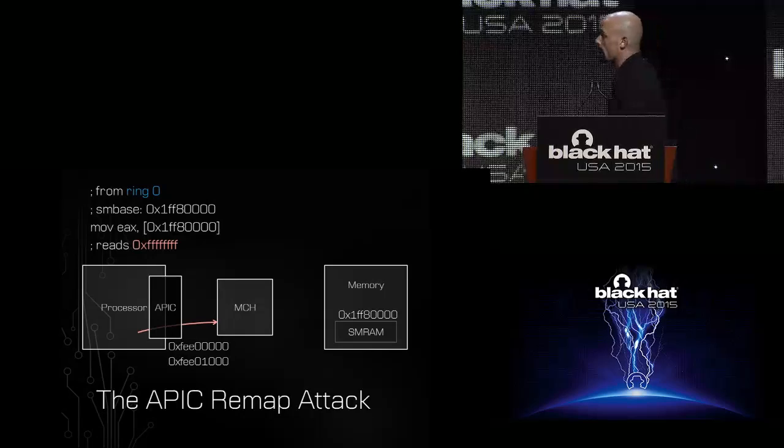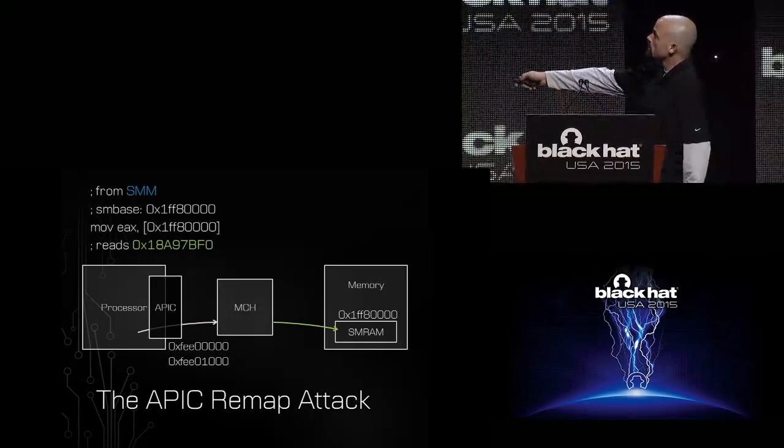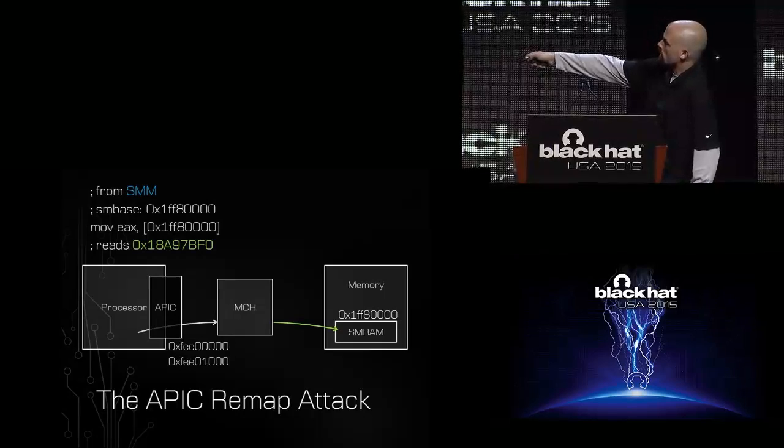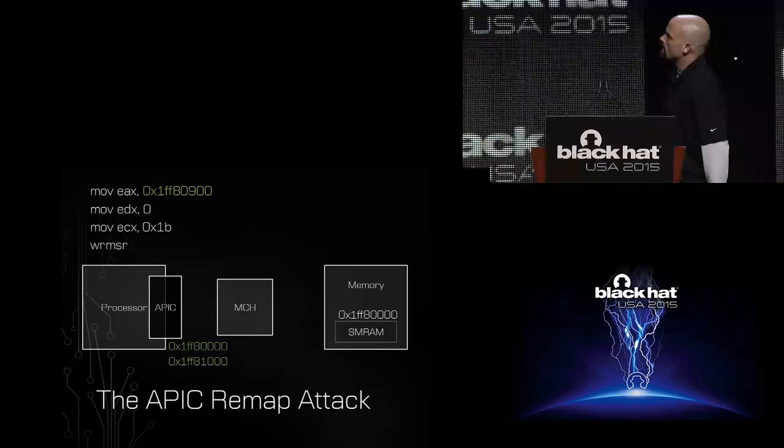It's going to give us back a bunch of Fs. Can't do anything. On the other hand, if we did that exact same thing from SMM, that address is going to be sent out to the memory controller hub. It's going to allow us to access SMRAM. It's going to give us back an actual value in that situation.